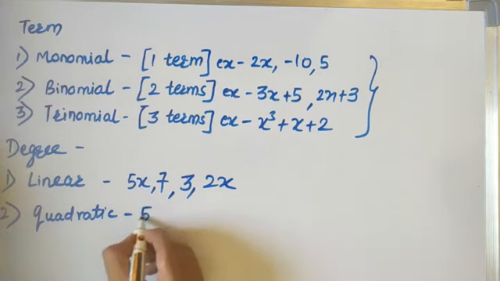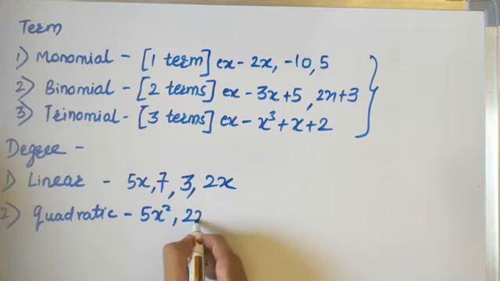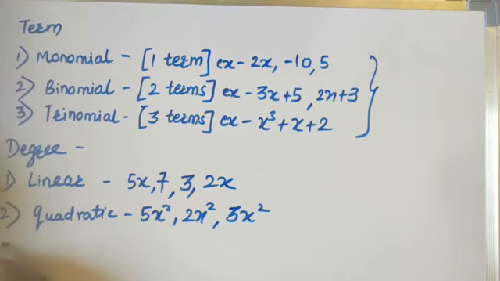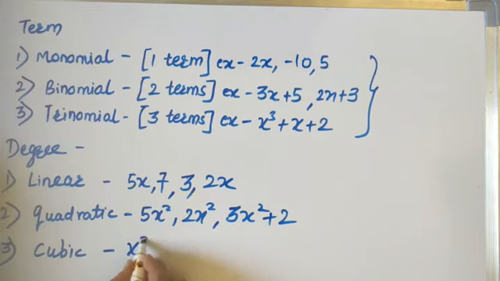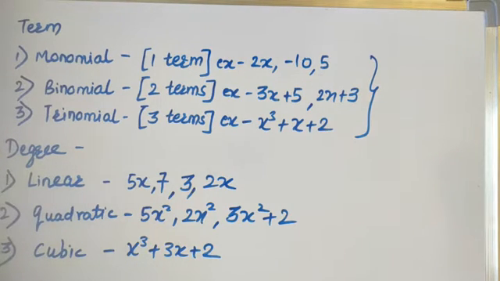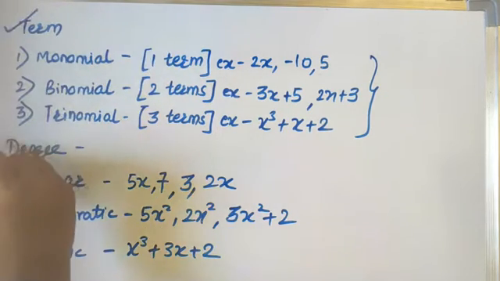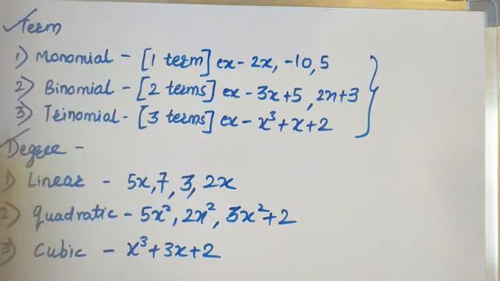Quadratic: polynomial that has a power of square. Third one is cubic. You can write this also: x cube plus 3x plus 2. It has a power of 3. So as you have seen, classification of polynomials according to terms and according to degree.